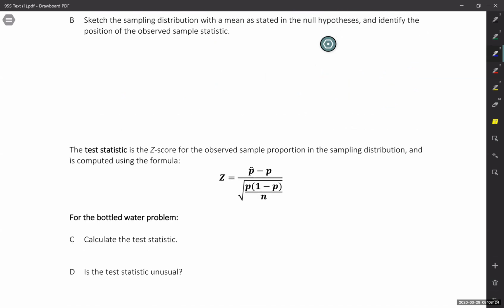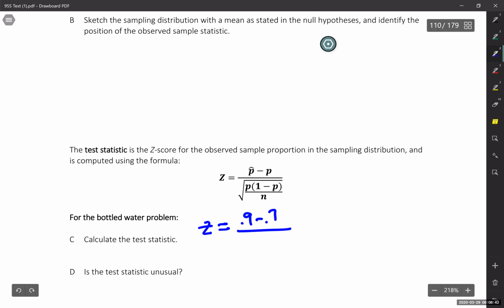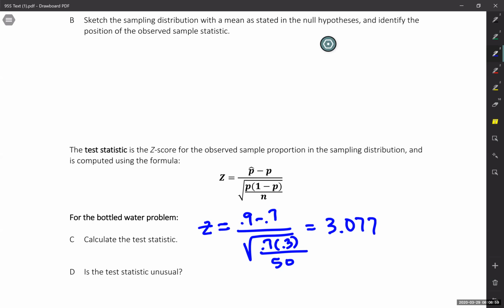Okay, so here I'm just going to jump to Z and then I'll come back to that. So here we have our Z. Z equals P hat, which we calculated as 0.9, minus P over, and then 0.7 times 0.3 all over our N, which is 50. And we plug that in and we get 3.077. Okay, is this unusual? Yes, because anything greater than 2 is unusual.